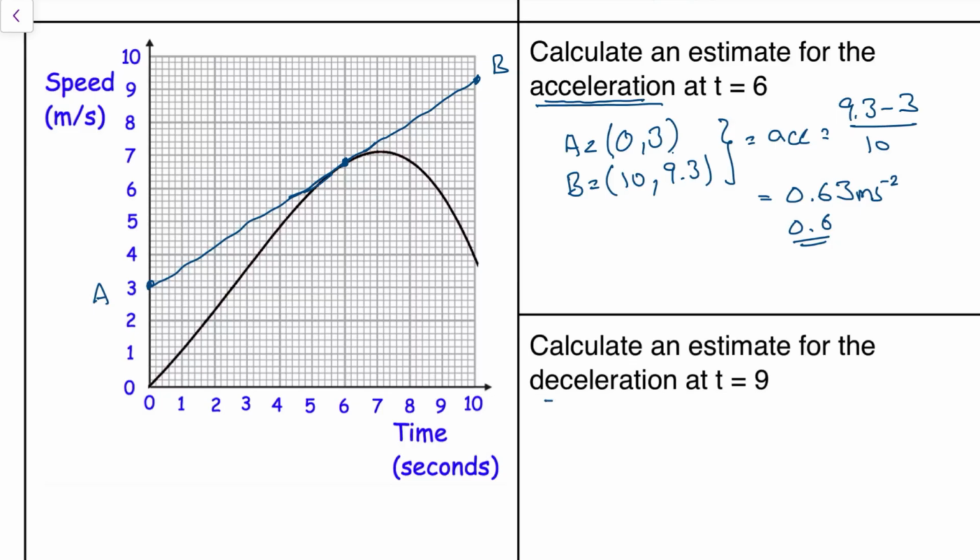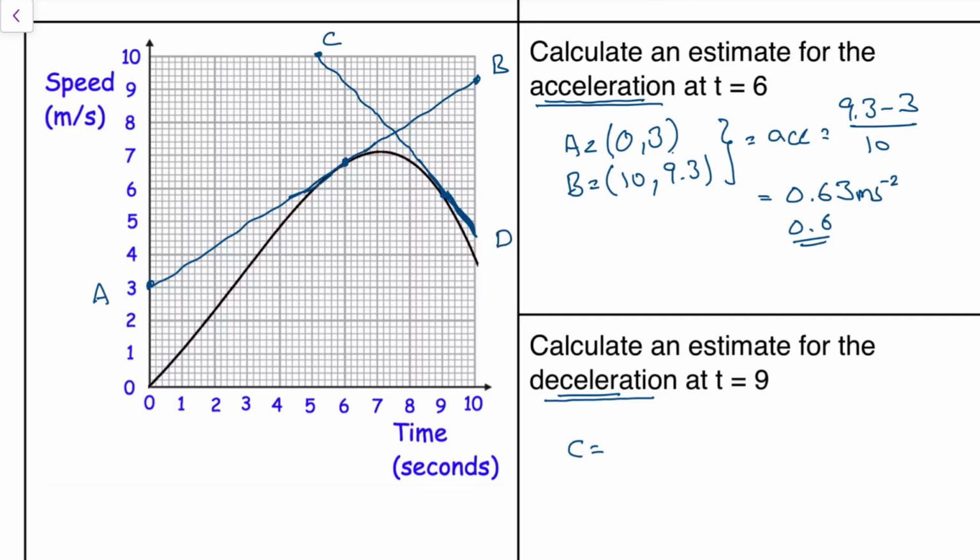Calculate an estimate for the deceleration. Now this is always an interesting one because it's telling you it's negative. So I would be very clear on my answer, but I'll get to that in a second. So 9 is here. And again, I'm going to do my best drawing a straight line and extend it as much as I can, trying to be as accurate as I can. So my line is going to look something like this. I will say that's not a brilliant line, but it will do. And that's going to be C and D.